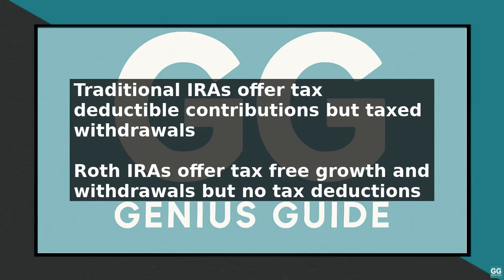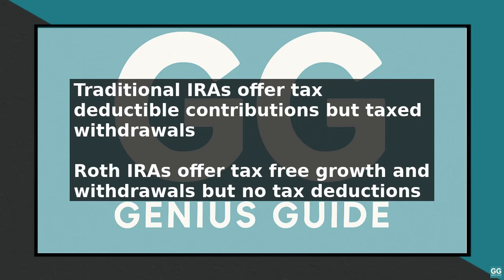There are two main types of IRAs: traditional and Roth. Traditional IRAs allow you to deduct your contributions from your taxable income, but you will have to pay taxes when you withdraw the money in retirement. Roth IRAs, on the other hand, do not offer tax deductions for contributions, but the money grows tax-free and you won't have to pay taxes when you withdraw it.